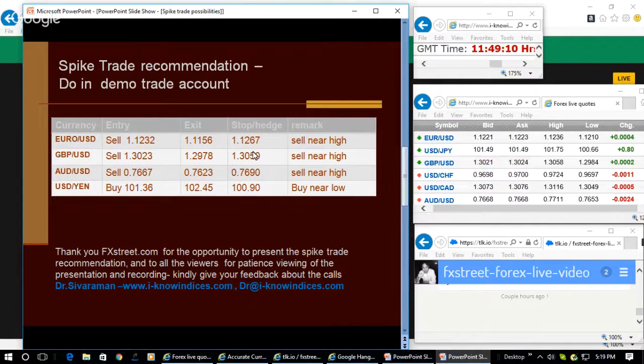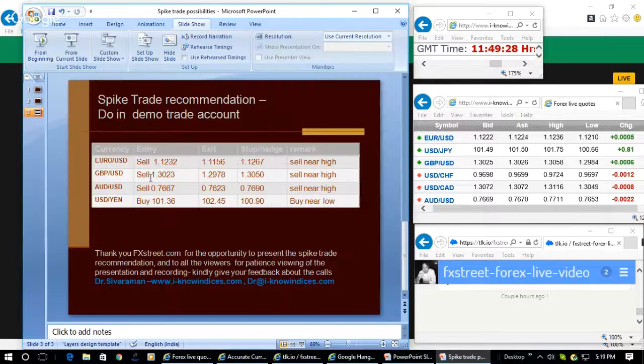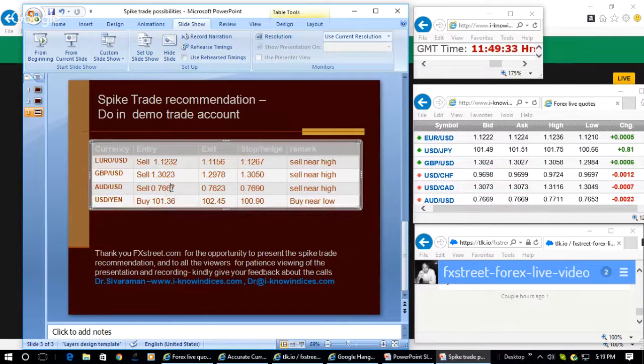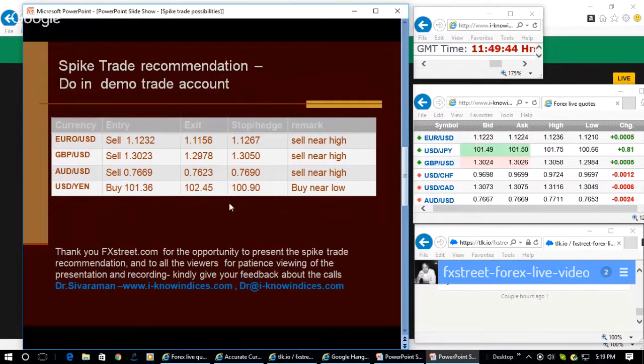Then in the case of, about 30 pips above that we can keep the hedge order, and about 45 to 70 pips below we can keep the exit order to exit out of the position. Then in the case of Australian dollar, 0.7669 is the current level. We can take a sell position with 76.90 as the hedge order, and 76.23 they could come down.